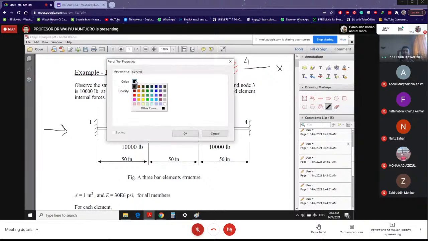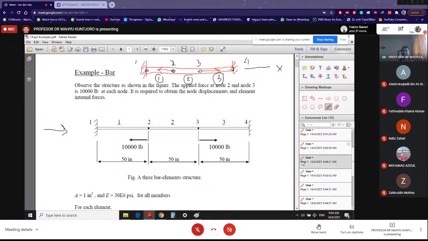So again, whatever you do, that is the first thing that you need to construct: the finite element model. The material is given over here, cross-sectional area and modulus of elasticity. It is in psi, pounds per square inch, because it is in imperial units. You know the length of everything here. You know the forces.